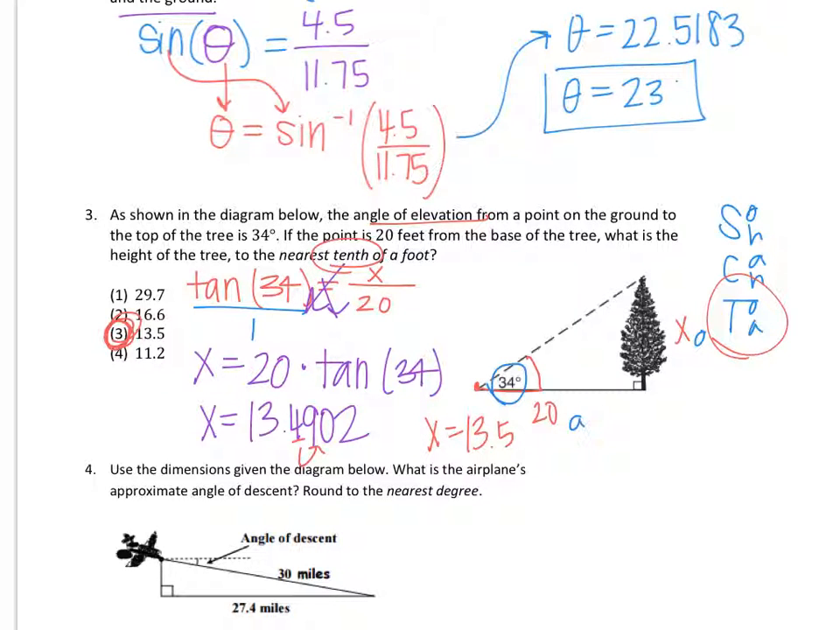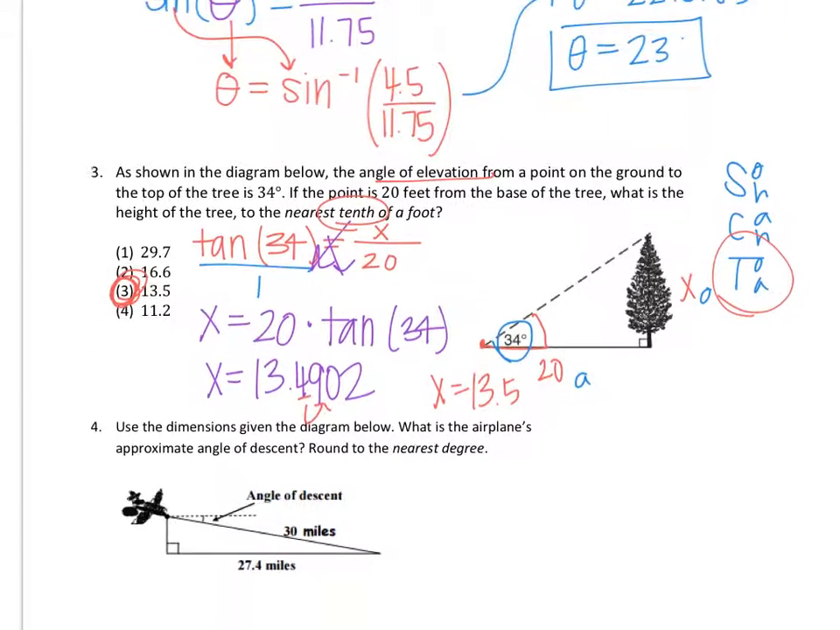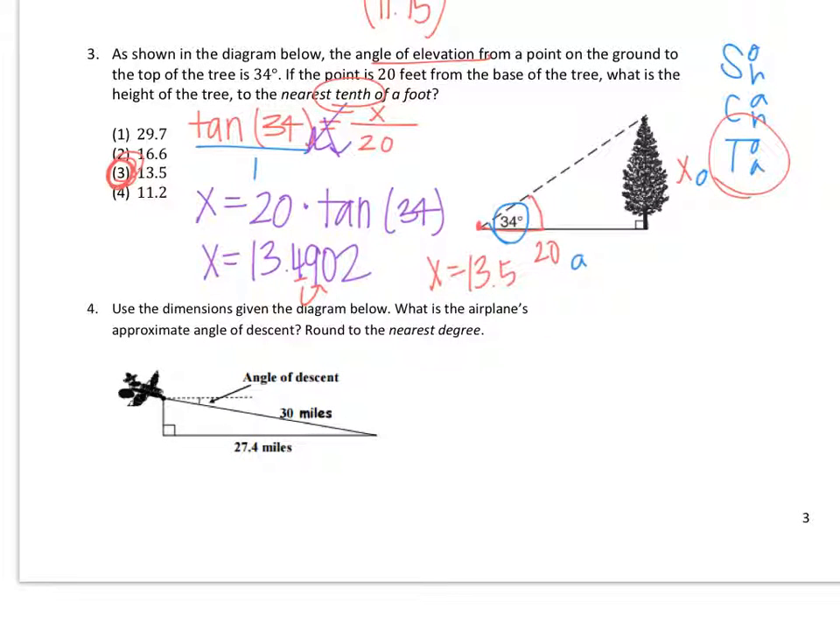Now number 4 was not a Common Core question, but I did want to talk about this angle of descent that they're showing in this diagram. It says use the dimensions below, and what is the airplane's approximate angle of descent? Now angle of descent means the same thing as angle of depression. Look out and then look down. So our goal is to find that angle, which I'm going to choose to call theta.